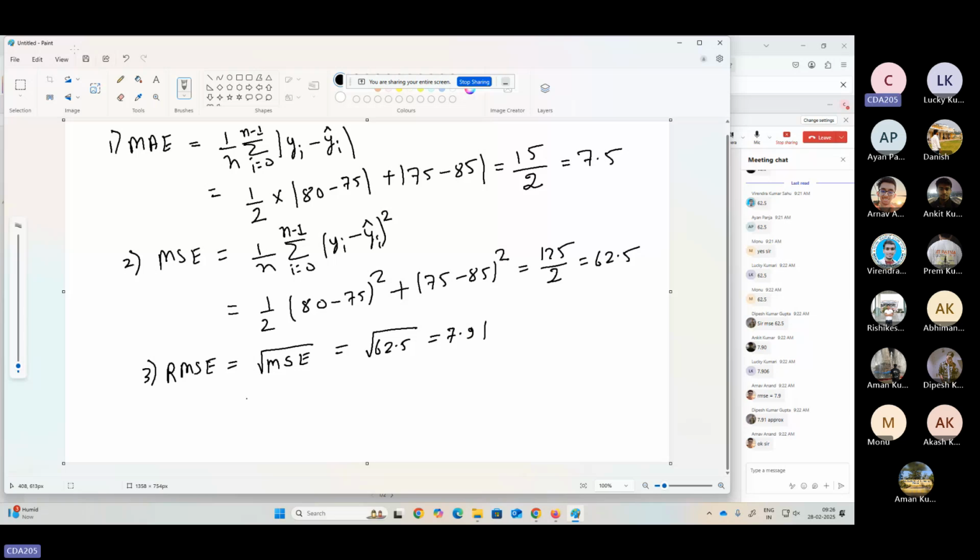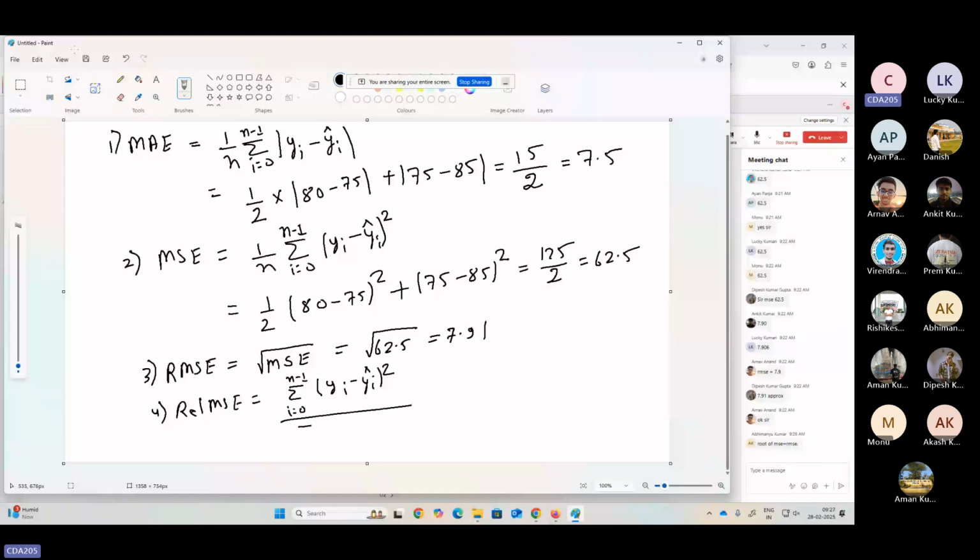Now the fourth one, that is the relative mean square error. What is the formula for the relative mean square error? That is summation of i equal to 0 to n minus 1, yi minus yi cap whole square, divided by summation of i equal to 0 to n minus 1, yi minus yi mean, whole square.